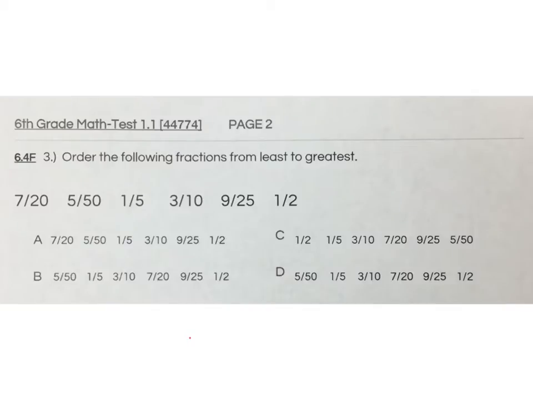Question number 3 goes with TEK 6.4f. Order the following fractions from least to greatest. 7 over 20, 5 over 50, 1 over 5, 3 over 10, 9 over 25, and 1 over 2. A, B, C, or D?